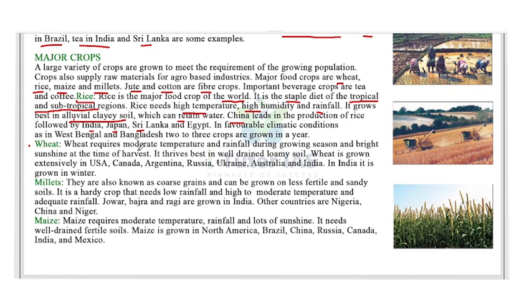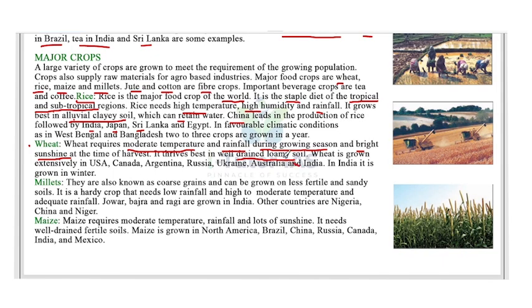Wheat requires moderate temperature and rainfall during the growing season, and it needs bright sunshine at the time of harvest. It thrives best in well drained loamy soil.